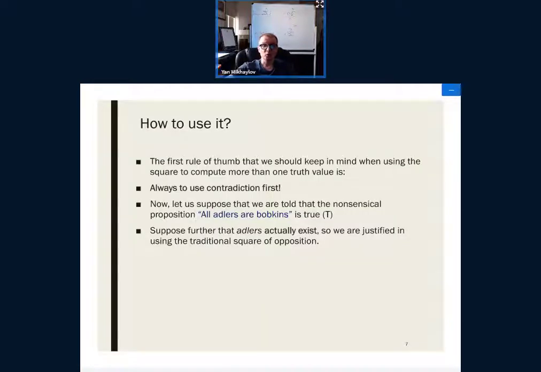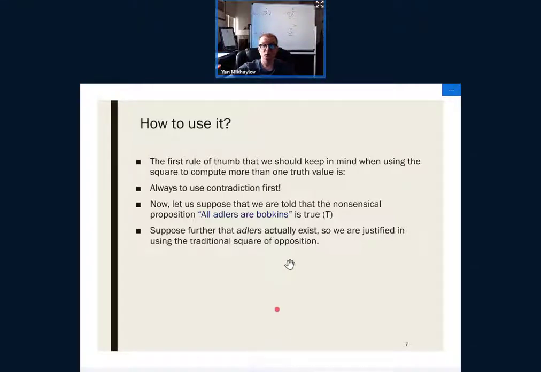How do we use it? Well, the first rule of thumb is that you always start from the same contradictory relations. Contradictory relations will always work. And if you have contradictory relations, you really don't need anything else.